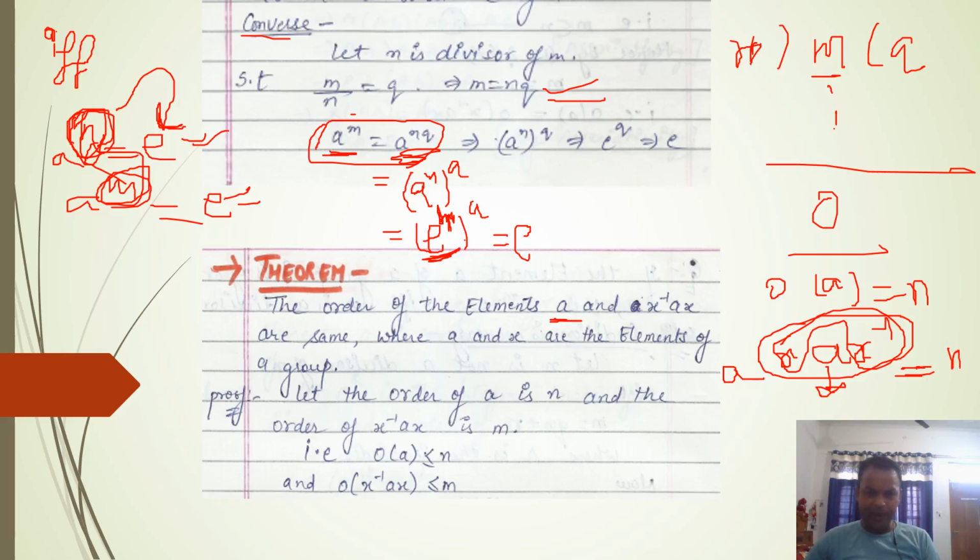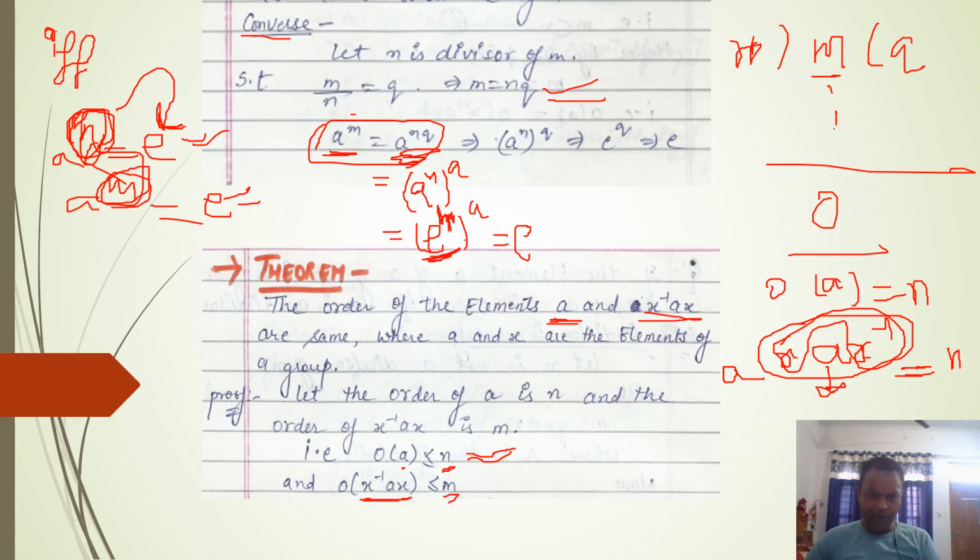So in this statement it is written that the order of element A and x inverse Ax are the same, where A and x are elements of the group. As per our statement, we have written it in two lines. In the first line, order of A is n. This is the mathematical way to write the order of an element. It means this is the least power which gives identity on applying on this element A. Again, the order of the second element is equal to m.